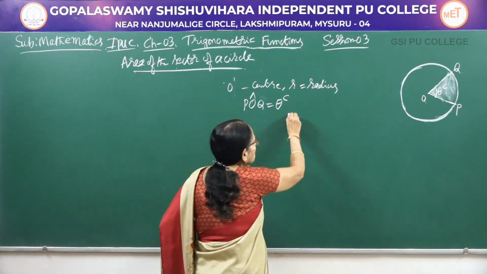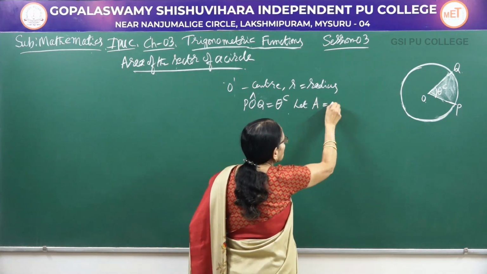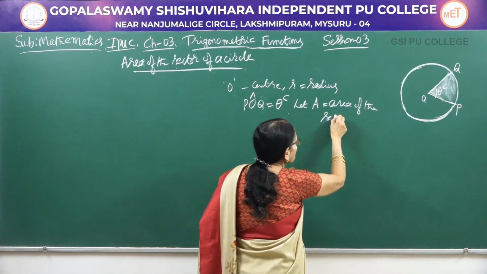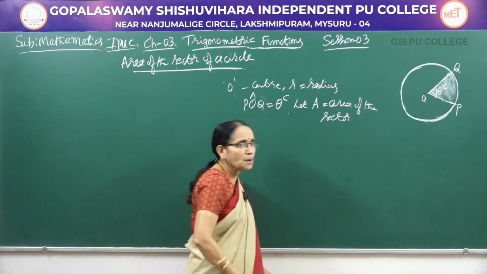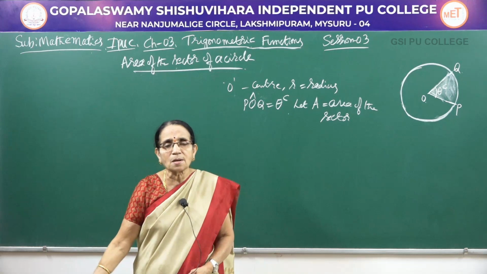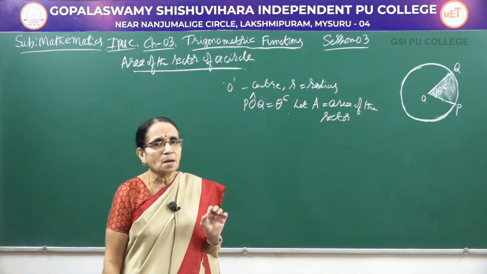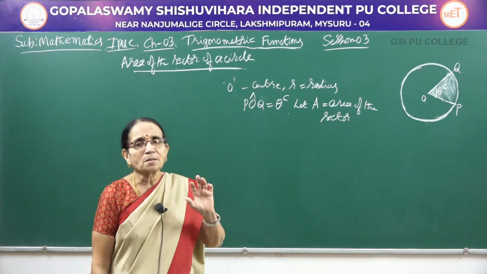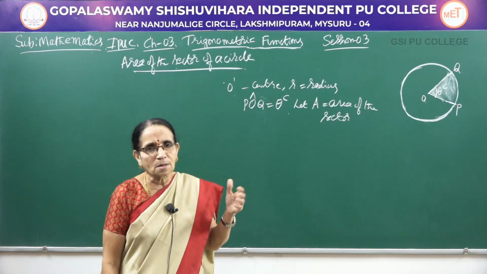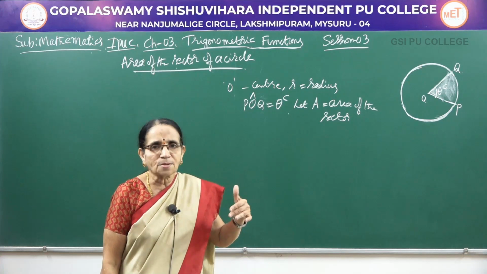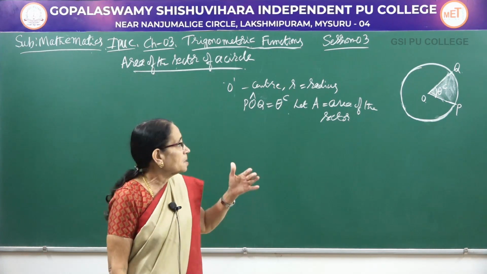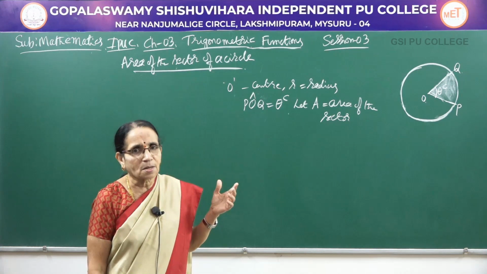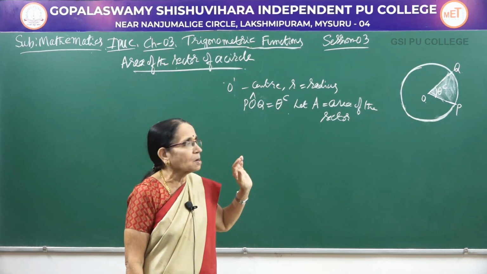Now, let me take the area of that one. Let A be the area of the sector. In the previous 2 derivations which I did in the earlier sessions, one was pi radian equal to 180 degrees. There also I argued like this: if the length of the arc is more, the angle subtended at the center would be more. If it is less, the angle would be less. In other words, the length of the arc would be proportional to the angle subtended at the center. The same argument holds good here also.